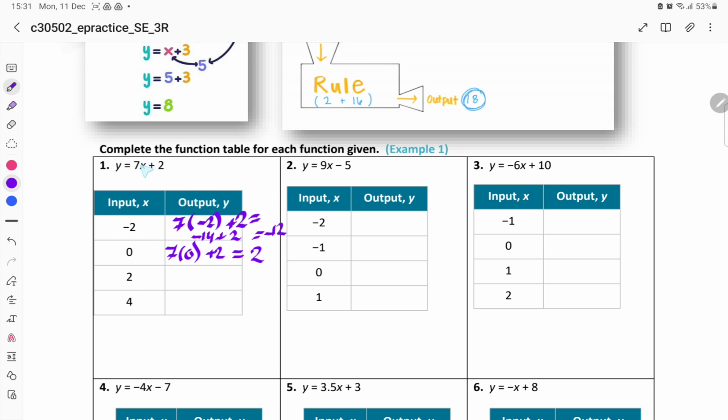x is 2. So 7 times 2 plus 2. 7 times 2, which is the x, plus 2. 7 times 2 is 14, plus 2 is 16. For the 4, we will substitute the x with 4. So 7 times x, which is 4, plus 2. 7 times 4 is 28, plus 2 is 30.